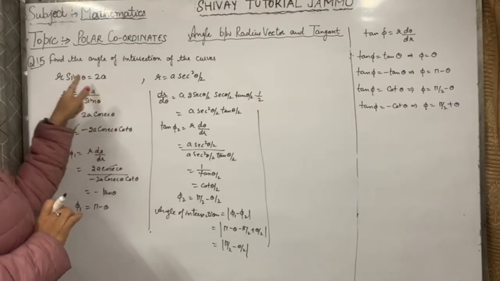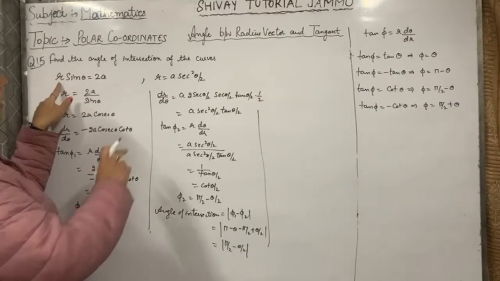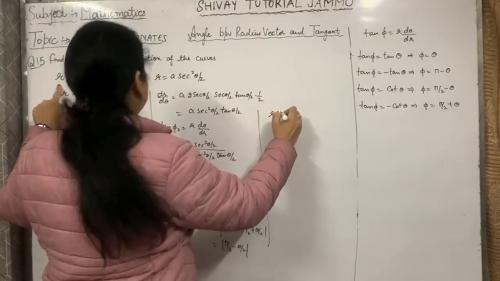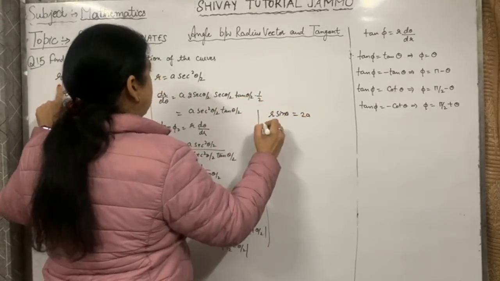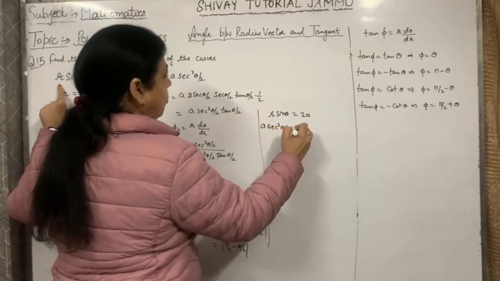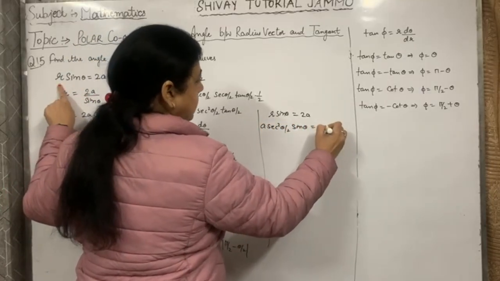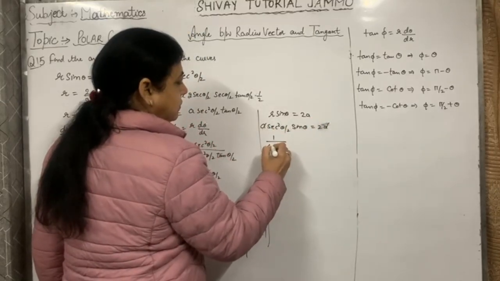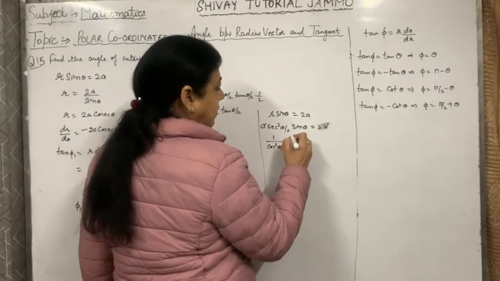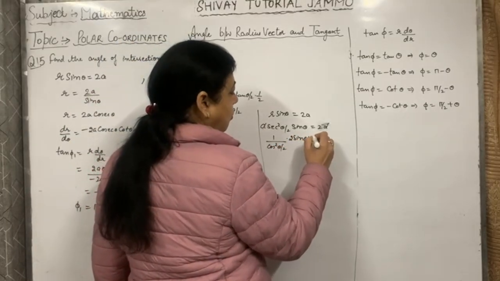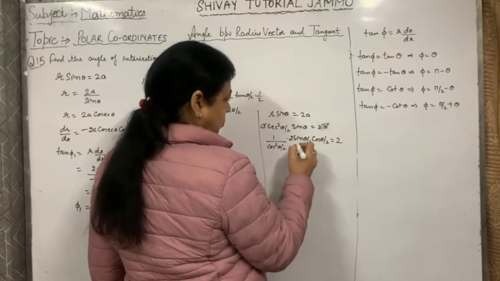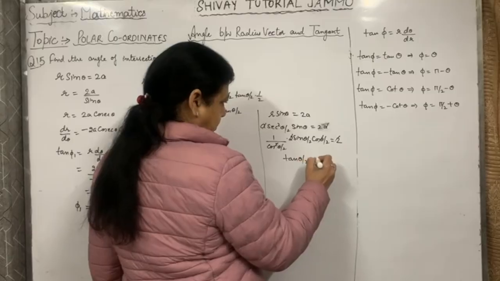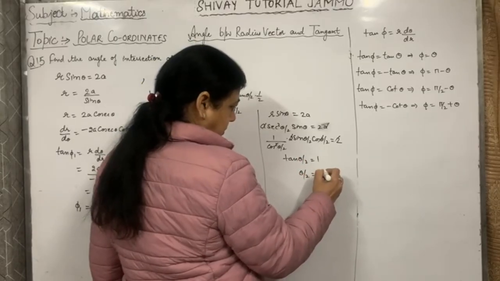Okay, from first and second we will find the value of theta. We will substitute the value of this r in first. r sin theta is twice a, so a sec square theta by 2 sin theta is twice a. So a cancels. This is 1 by cos square theta by 2. Sin theta we can write as 2 sin theta by 2 cos theta by 2, equal to 2. 2 cancels, cos theta by 2 cancels. Tan theta by 2 is 1. Theta by 2 is pi by 4.